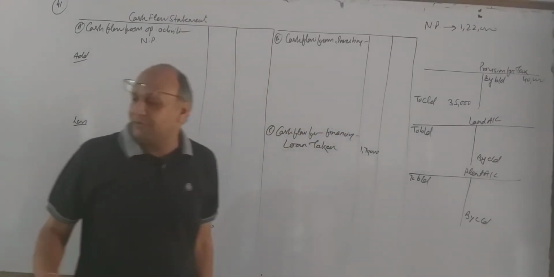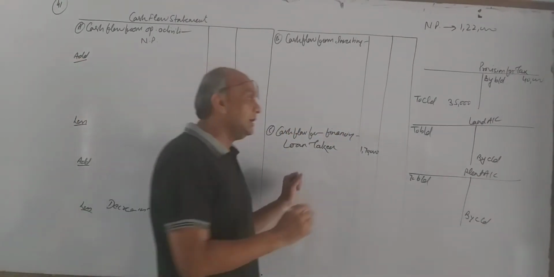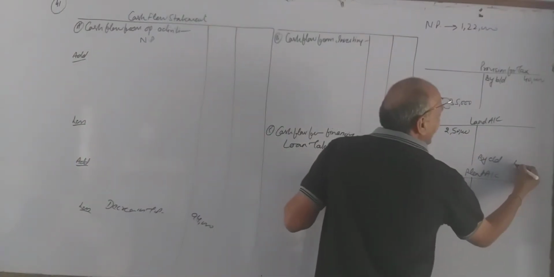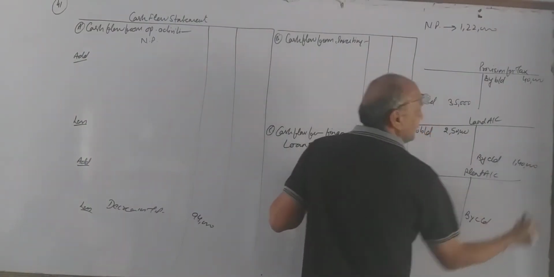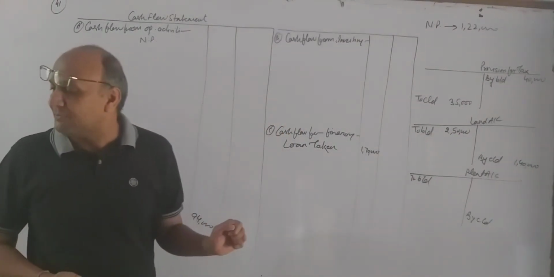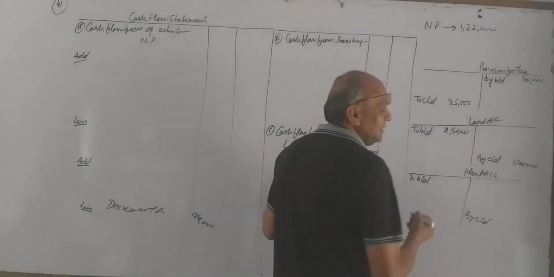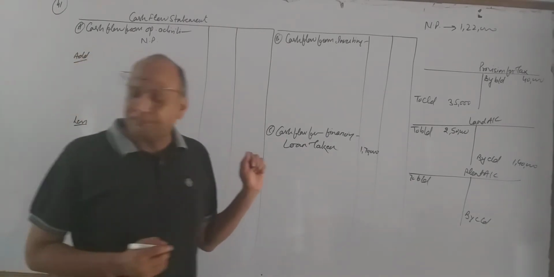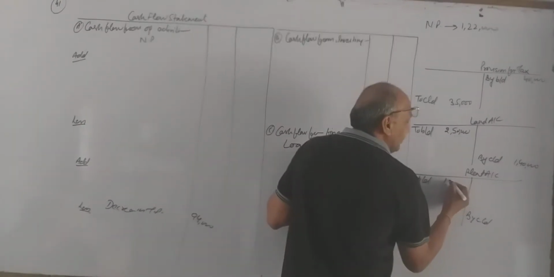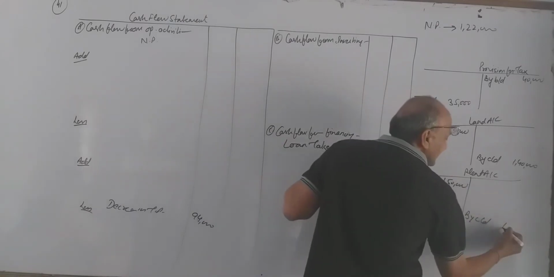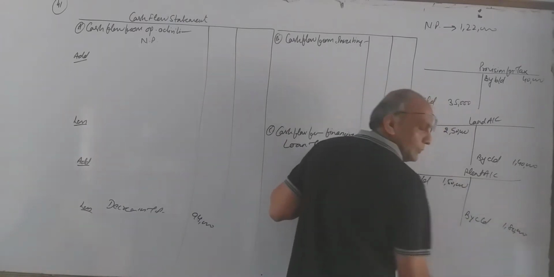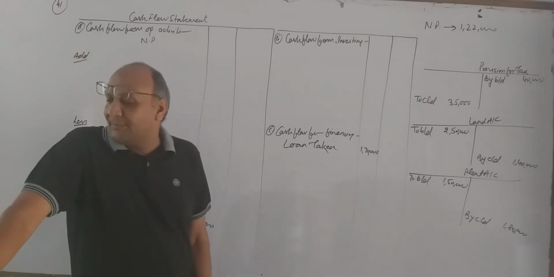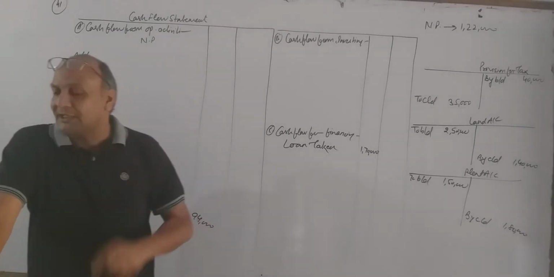Right? So land we have given last year 250, now 140. 2,50,000 and now this is given 1,40,000. And for plant and machinery last year 150, that is opening balance, and this year 180. Right? Okay, now last item is intangible assets.